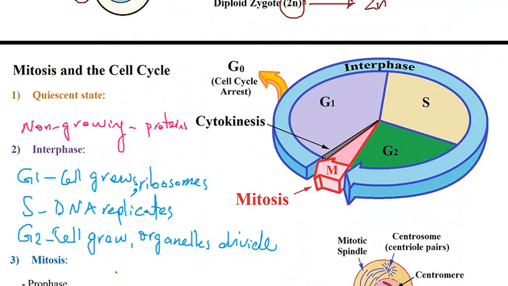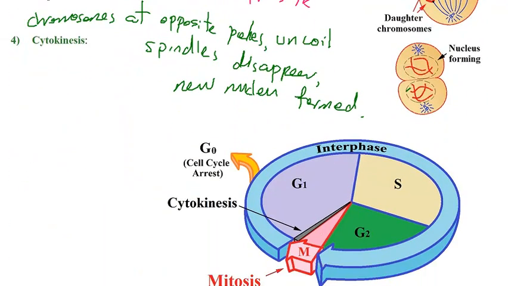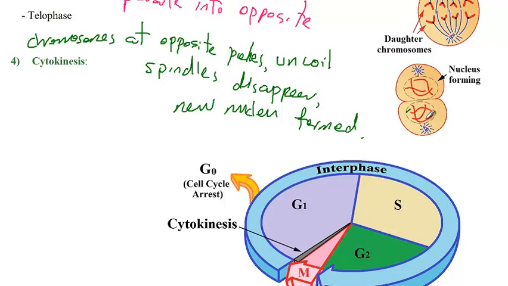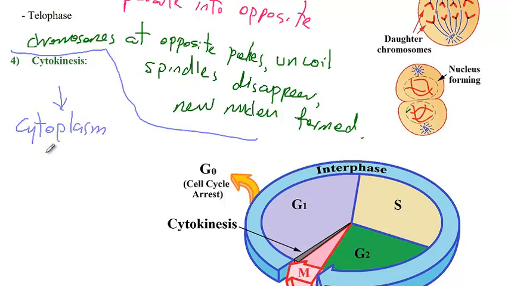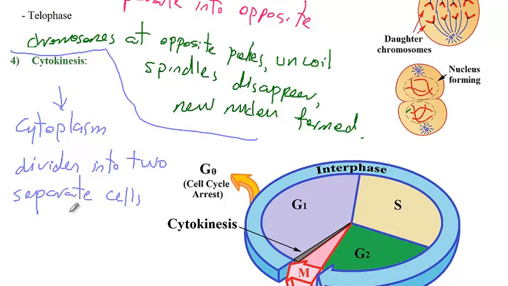After the chromosomes are divided, the next stage is cytokinesis, which is shown right here in this dark gray shade. Cytokinesis is division of the cytoplasm, because we've already divided the chromosomes, but we still need to divide the cytoplasm. So cytokinesis is the stage where the cytoplasm divides into two separate cells.